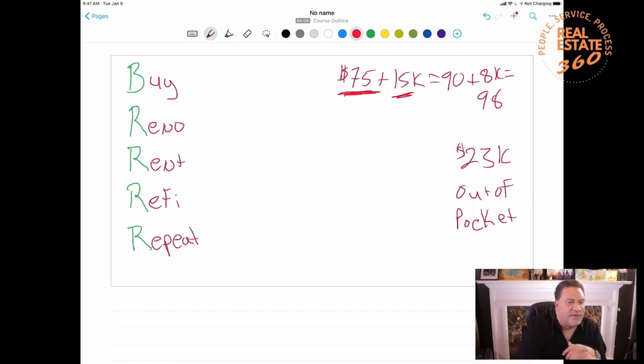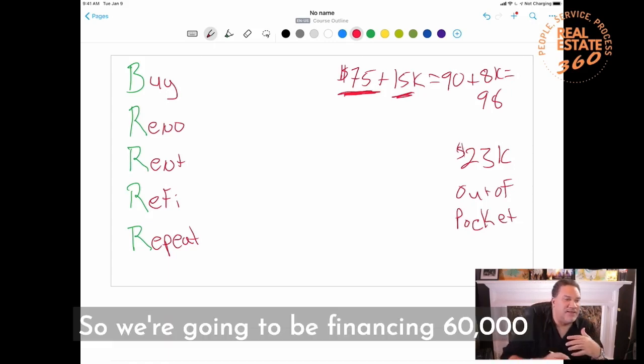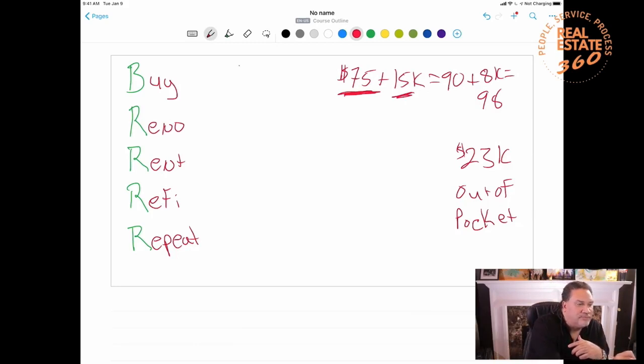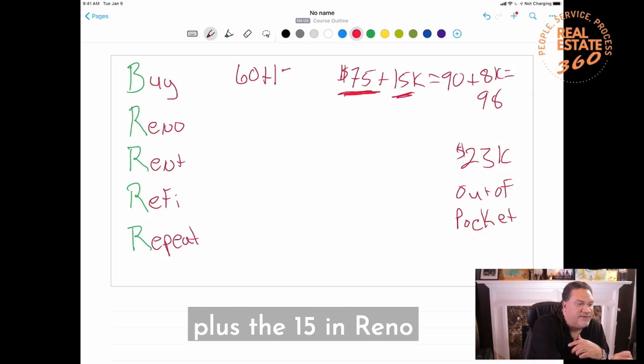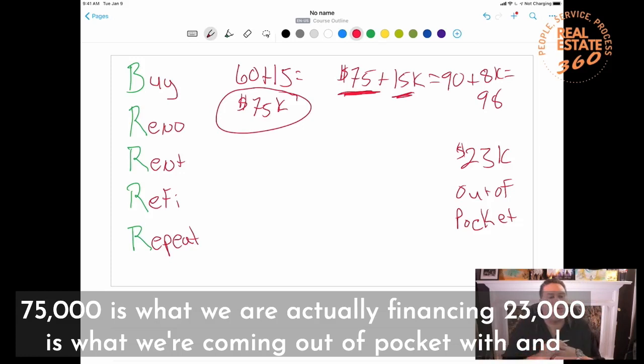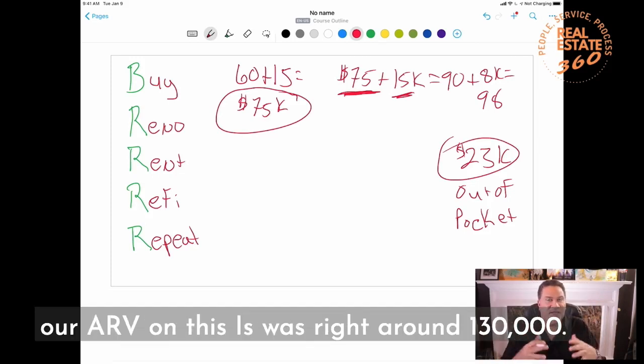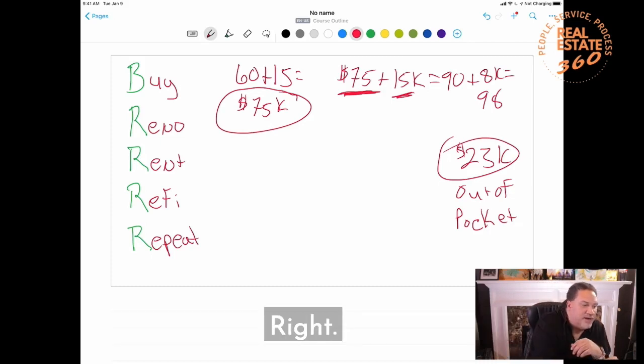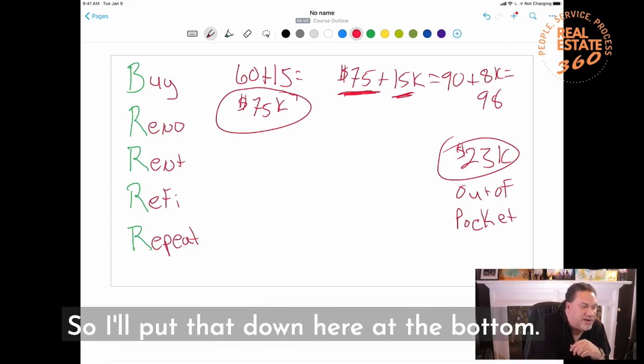Okay. So we're going to be financing $60,000 plus the 15 in reno. $75,000 is what we are actually financing. $23,000 is what we're coming out of pocket with. And our ARV on this is right around $130,000, right? So I'll put that down here at the bottom.